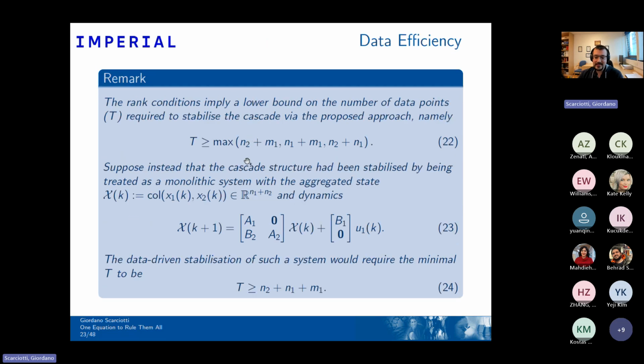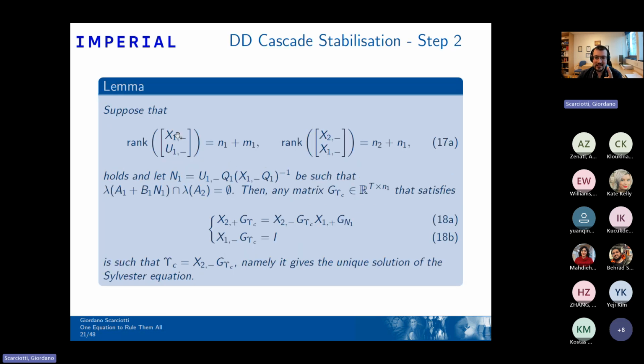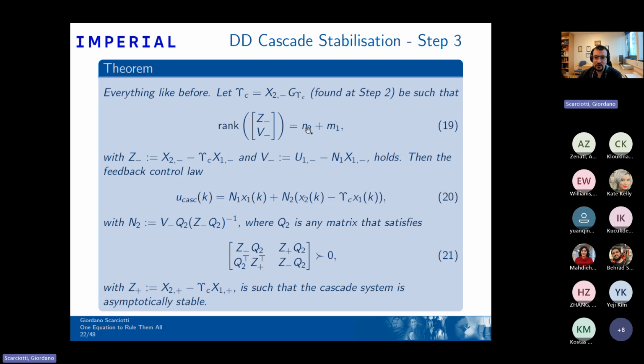Now, that means that if we consider the interconnection of the two systems, sigma 1 and sigma 2, as one system, then we know that the rank condition will be the sum of the size of the two states, so N1 plus N2, plus the number of inputs. So this is going to be the condition for the monolithic system obtained from the column of X1 and X2. Okay? If instead we use the cascade method, you see that the rank conditions are the rank conditions on the first system, which is N1 plus M1, the second system, N2 plus N1, and the third system, N2 plus M1.